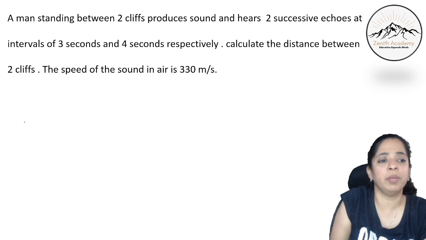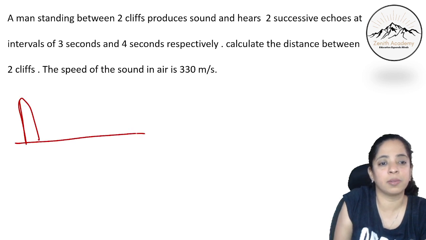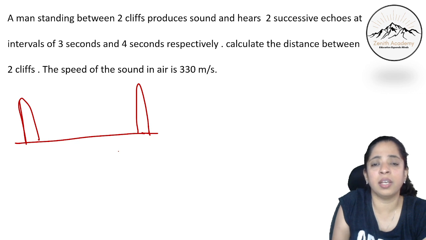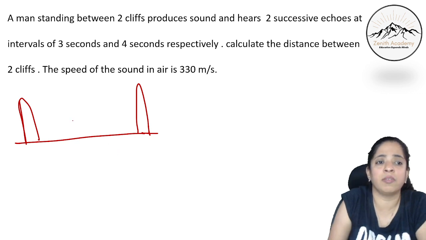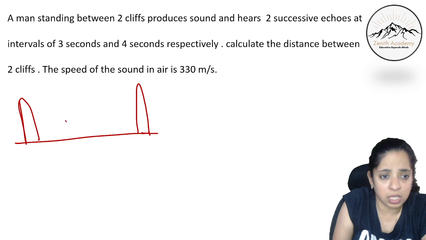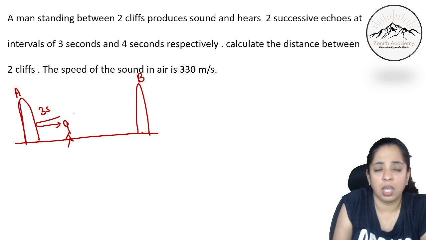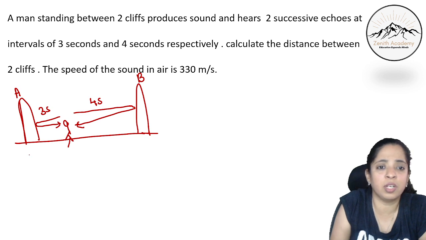A man standing between two cliffs. Now there are two cliffs. A man is standing between them. And he hears two successive echoes, at intervals of 3 seconds and 4 seconds. Now suppose the man is standing closer to this cliff A. This is cliff A, cliff B. So if he is standing closer, then he will be able to hear the echo in 3 seconds. And this is a little far, so he will be able to hear the echo in 4 seconds. Calculate the distance between the two cliffs.